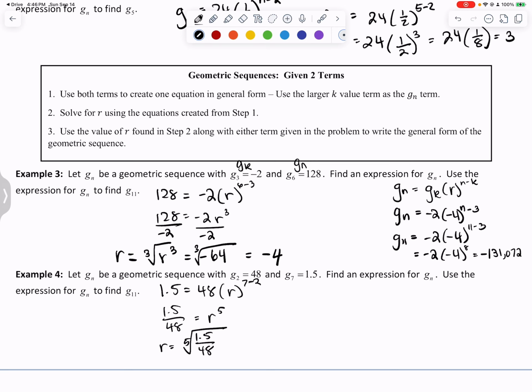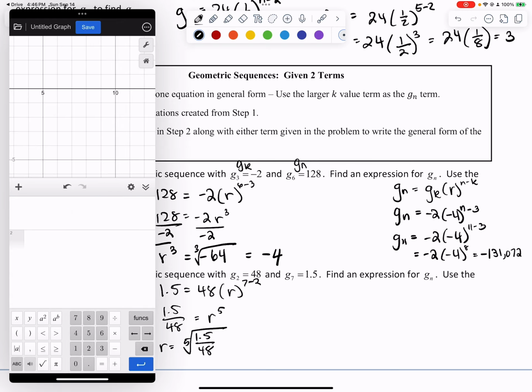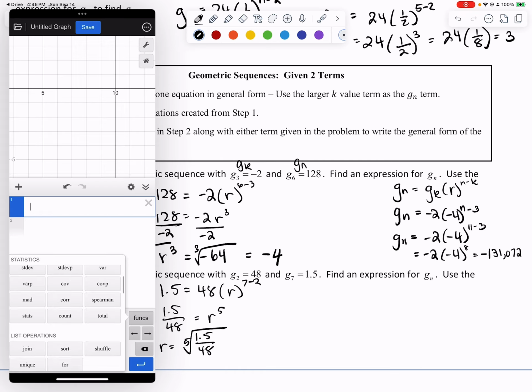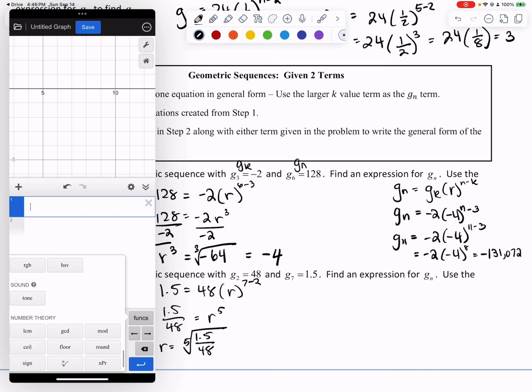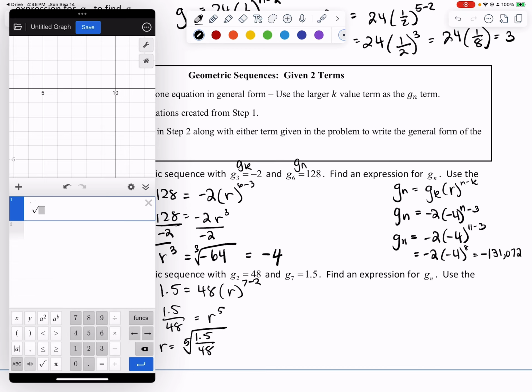And I do not expect you to do that without a calculator. So we're going to do the 5th root. In Desmos, you have to go to the Functions tab and scroll until you find the nth root, and then you can type in the 5th root, 1.5 over 48. And that is exactly 1/2.